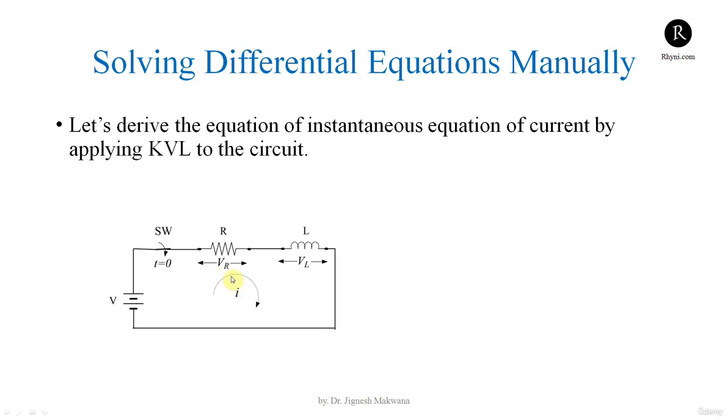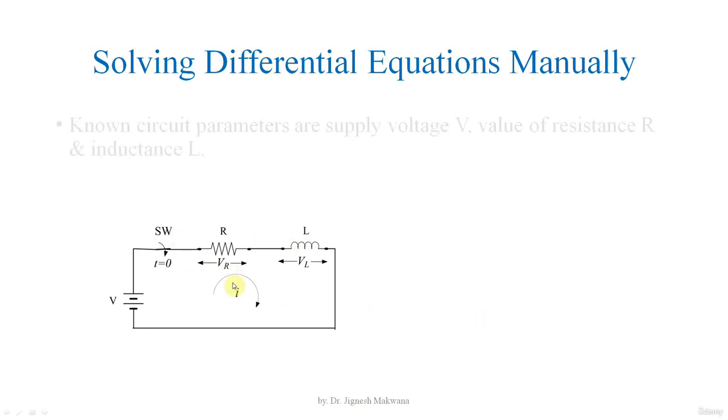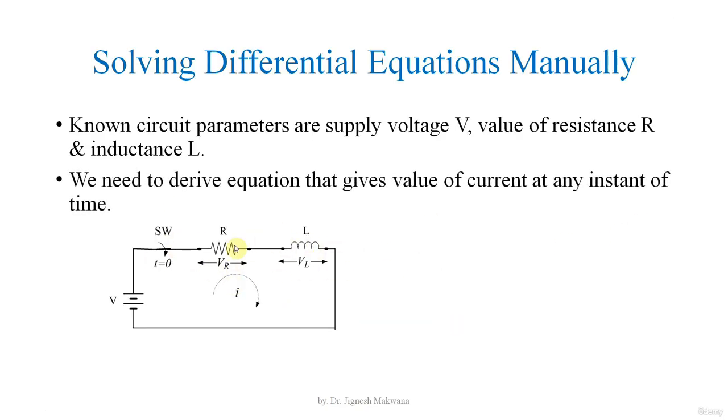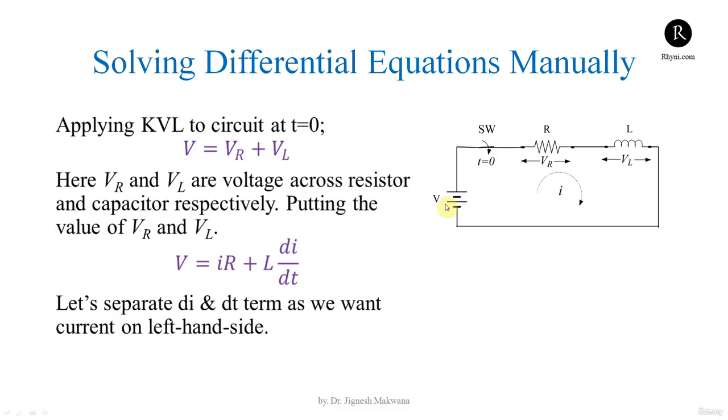To find this current: it will not be constant due to inductance, it will rise exponentially, and at any instant the value of current will be different from the steady state. By applying KVL to this circuit, we can solve this differential equation. But let's first derive the differential equation by applying KVL. Then we have this differential equation: V is equal to IR plus L di by dt. I am not going into a deep discussion of the electric circuit. We are interested in this differential equation and solving it.